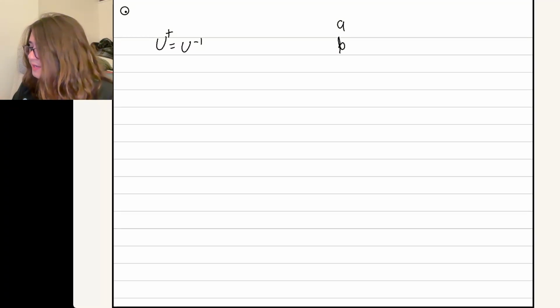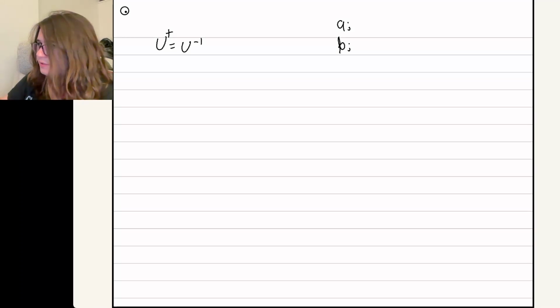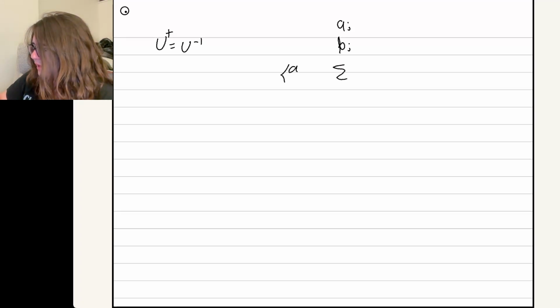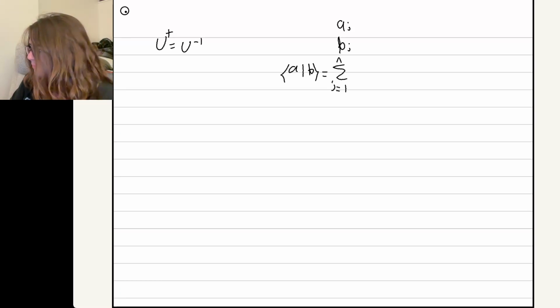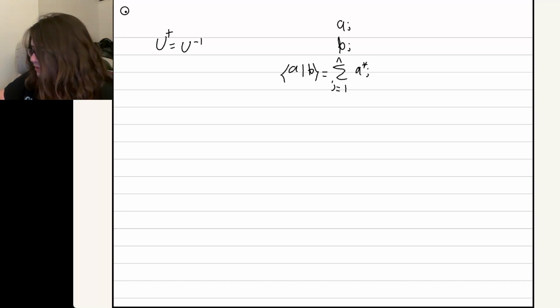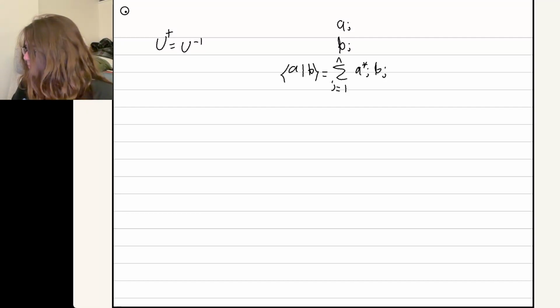Both of them can be indexed by some letter J. And then we know how dot products work, or inner products specifically. If you wanted to take the inner product of A with B, you'd take the sum over J all the way until you get to however many components A and B have of A star sub J times B sub J, right? That's how dot products work. You just index the same elements of either and you multiply them and you sum together the products.